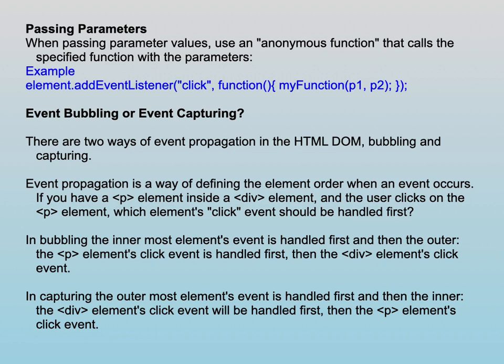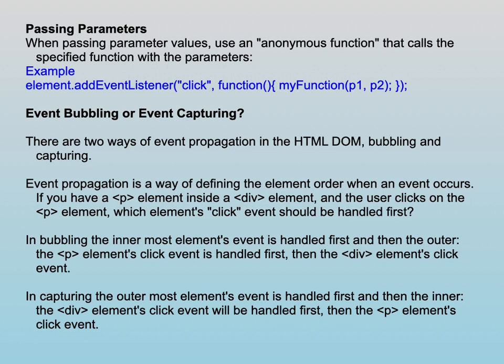During this session we have specified event bubbling and event capturing. We will see what event bubbling and event capturing are. There are two ways of event propagation in the HTML DOM: bubbling and capturing. Event propagation is a way of defining the element order when an event occurs. If you have a paragraph element inside a div element and the user clicks on the paragraph element, which element's click event should be handled first? So that is event propagation.